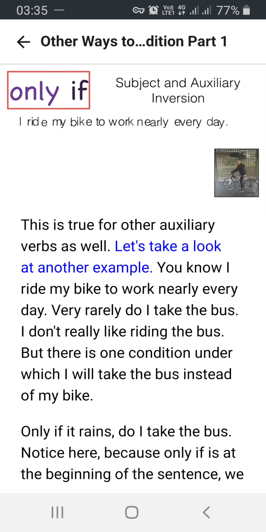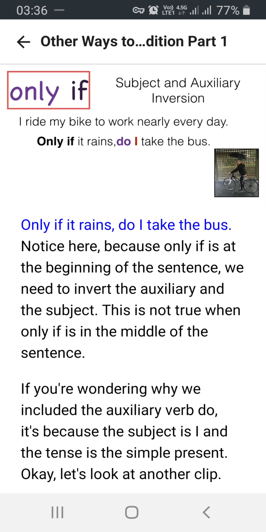Let's take a look at another example. You know, I ride my bike to work nearly every day. Very rarely do I take the bus. I don't really like riding the bus. But there is one condition under which I will take the bus instead of my bike. Only if it rains do I take the bus.